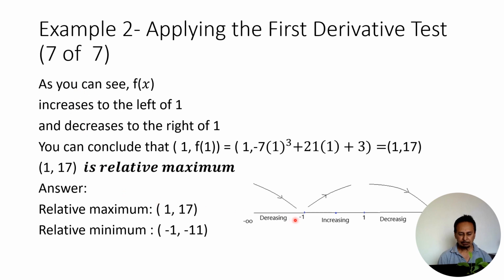Okay, now we can see from the graph that to the left of 1 the function is increasing, and to the right of 1 the function is what? Decreasing. So we can conclude that at 1, the function evaluated at 1, which is equal to minus 7 times 1 cubed plus 21 times 1 plus 3, which comes out to 17, so 1 comma 17 is a relative maximum. So the answer is, the relative maximum is 1 comma 17, and the relative minimum is minus 1 comma minus 11.